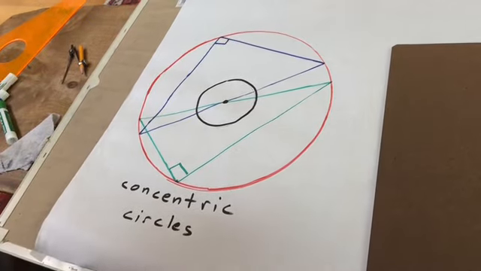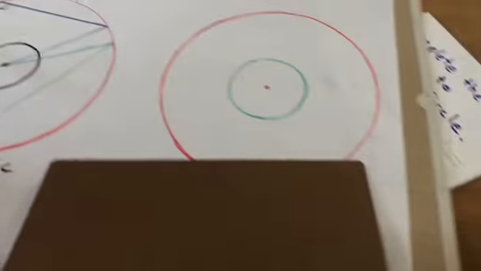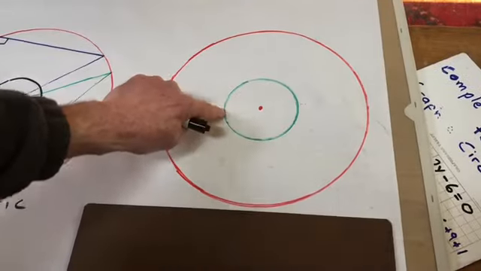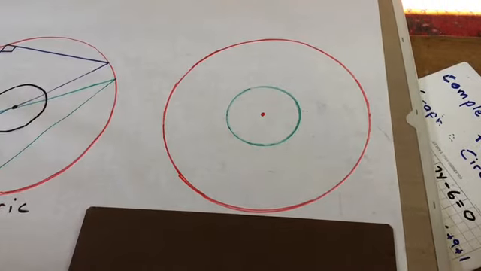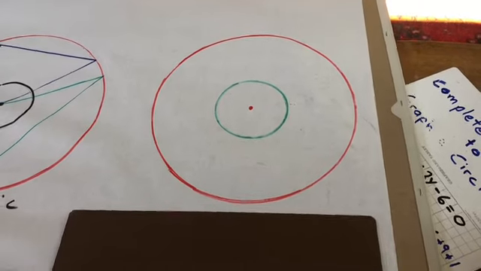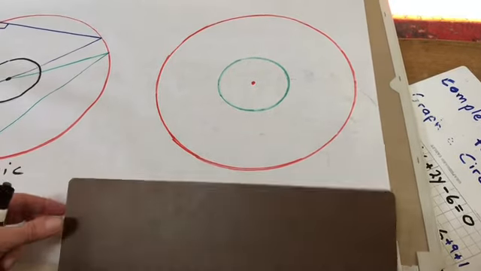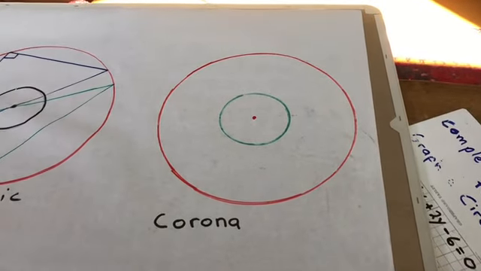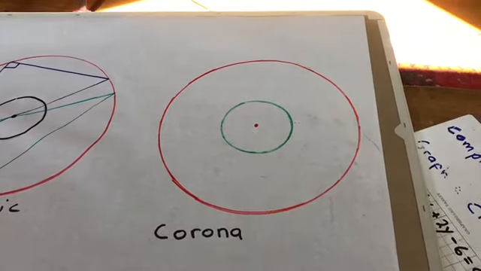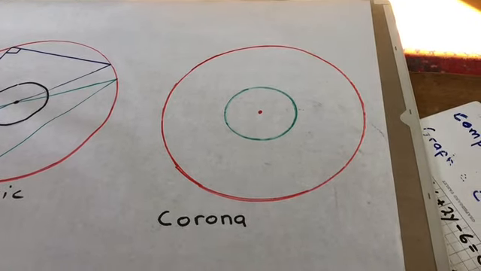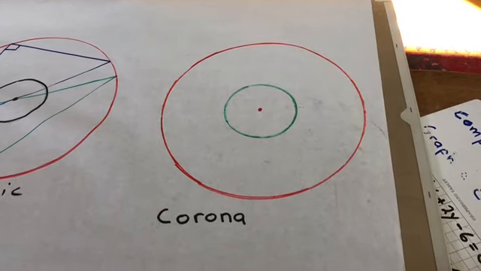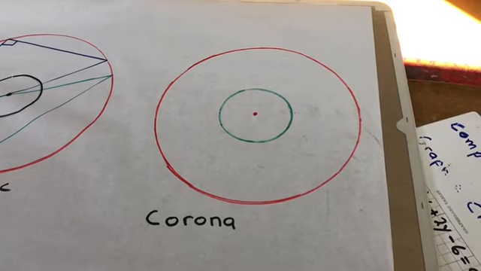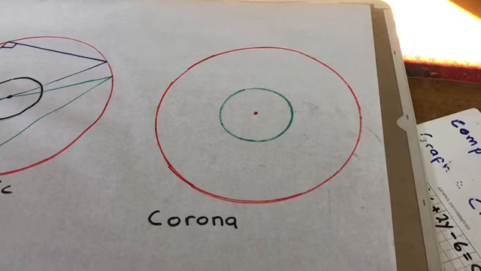And if you draw just that, as I did over here, the green circle and the red circle, concentric circles are called, you guessed it, a corona. It's the Spanish word for crown. And I don't really know why that's the name of the virus we are dealing with right now. Maybe someone could find out and explain that for extra credit.